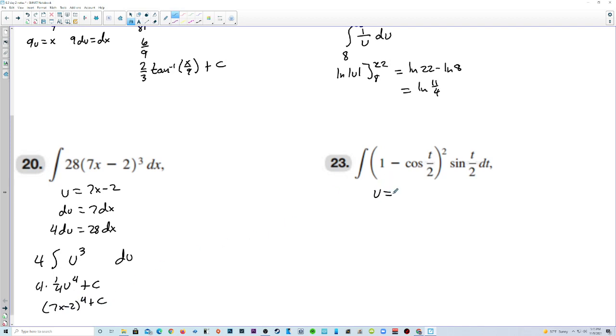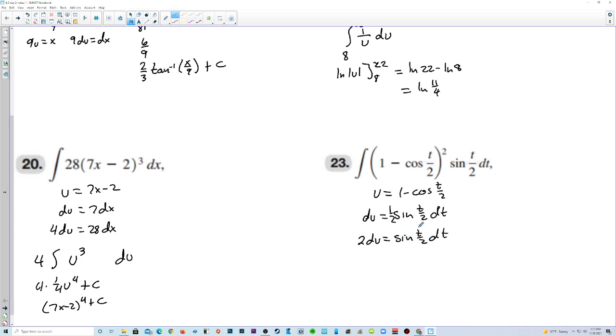Over here, let's let u equal 1 minus cosine of t over 2. So du is equal to the negative sign. That's going to be sine of t over 2, but times 1/2 dt. Well, we have sine of t over 2 dt. We just don't have the 1/2. This is 2 du is equal to sine of t over 2 dt.